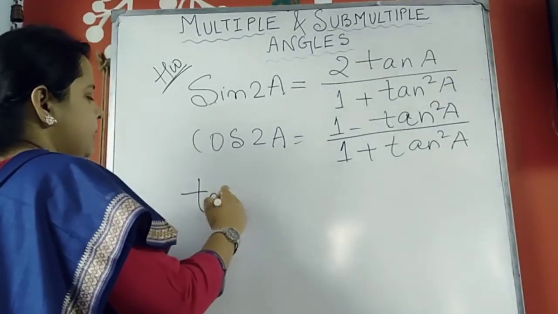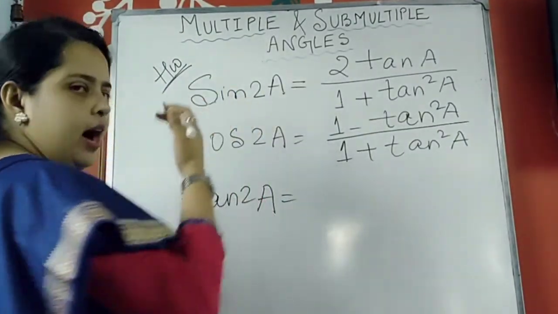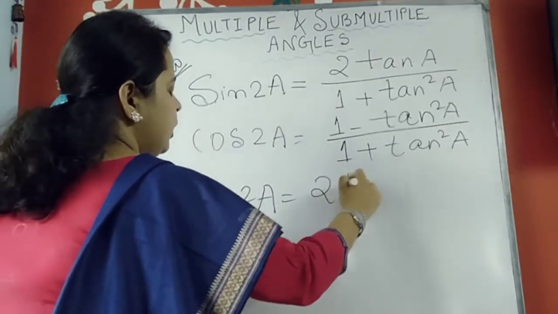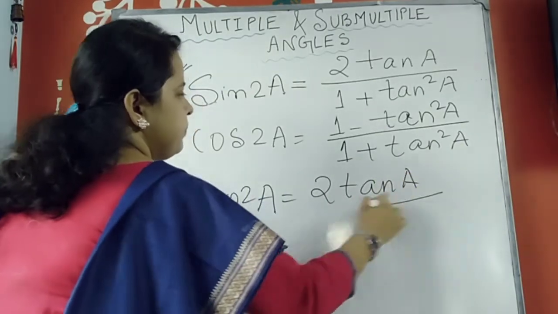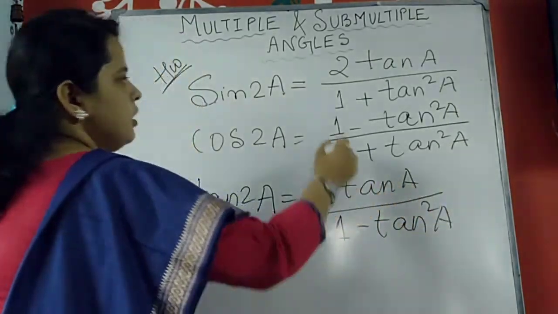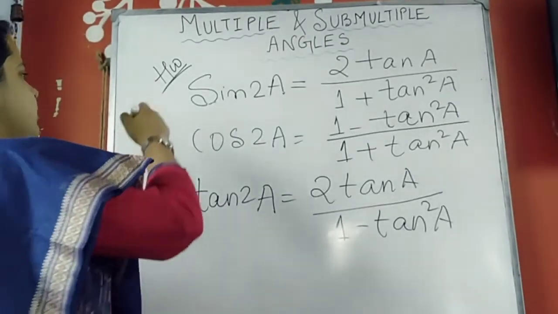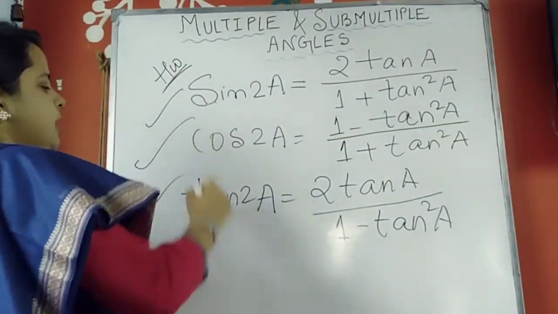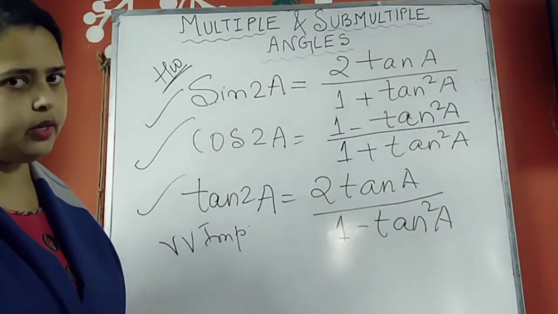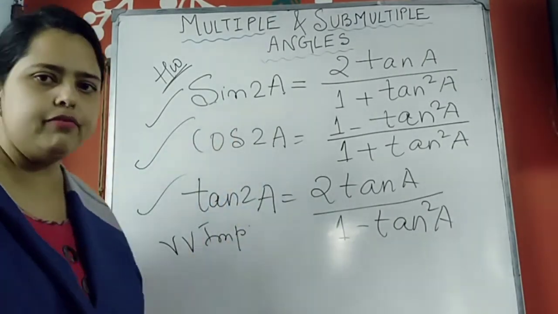Now tan 2A is again the same thing, sin 2A by cos 2A. So we are getting 2 tan A by 1 minus tan square A, because the denominators are cancelling, isn't it? So these three are another very important set of formulas.